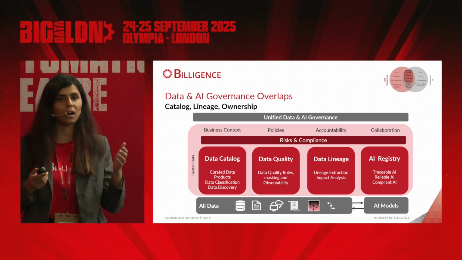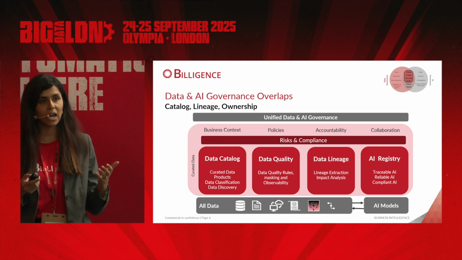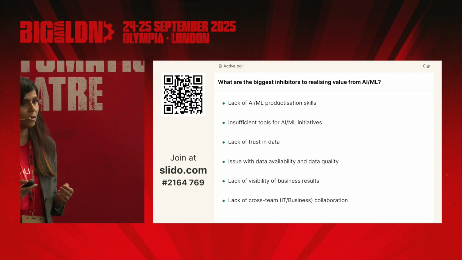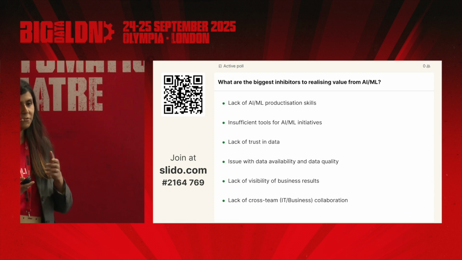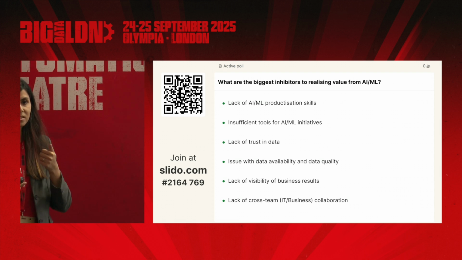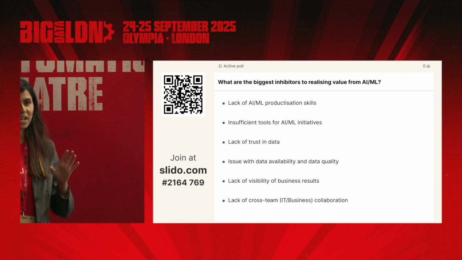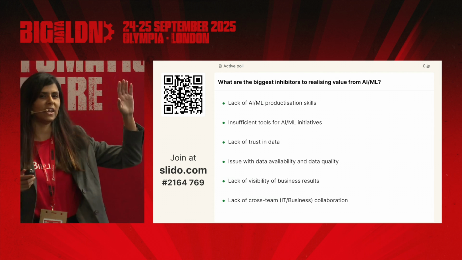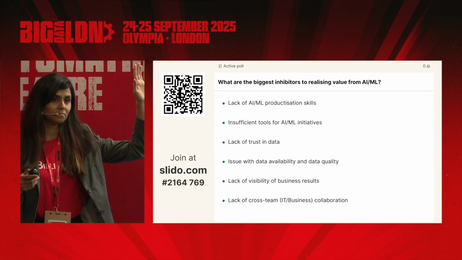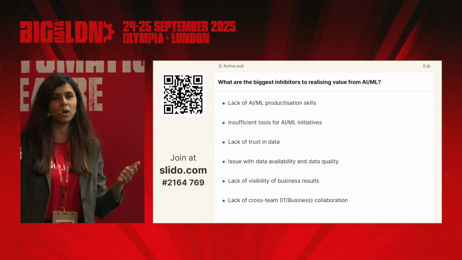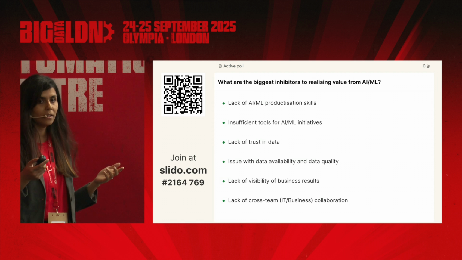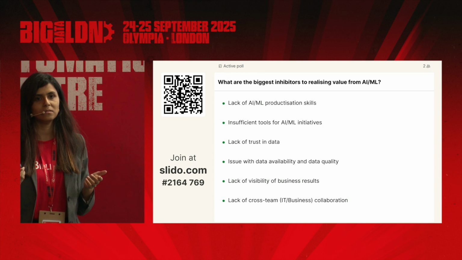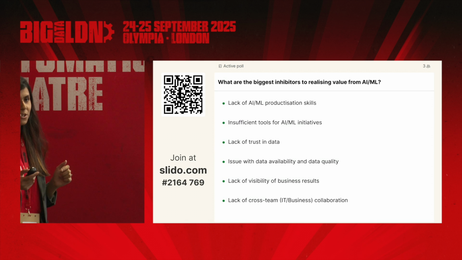Let me ask you a question. I'm not sure how many of you in the audience are now exploring Gen AI, but what are the biggest inhibitors to realizing value from, for example, AI and ML? Feel free to do a scan and add your inputs. I'll give you a minute. For those of you who are not comfortable, we can also do a show of hands. Do you think it's lack of AI skills? Do you think it's lack of trust or data quality which is inhibiting? Or do you think it's collaboration or not getting business results? Okay, I think quality and collaboration are the most.